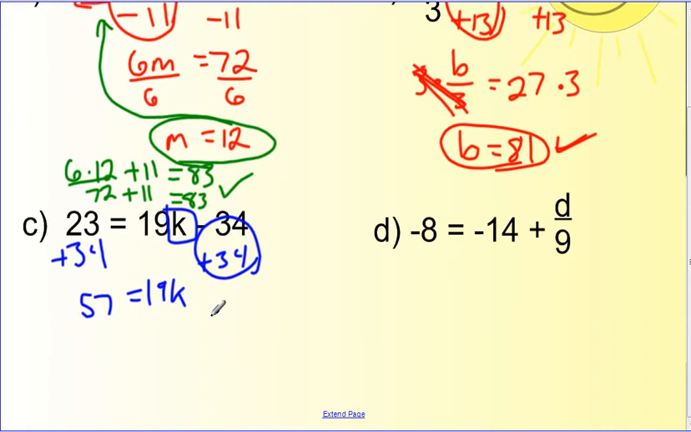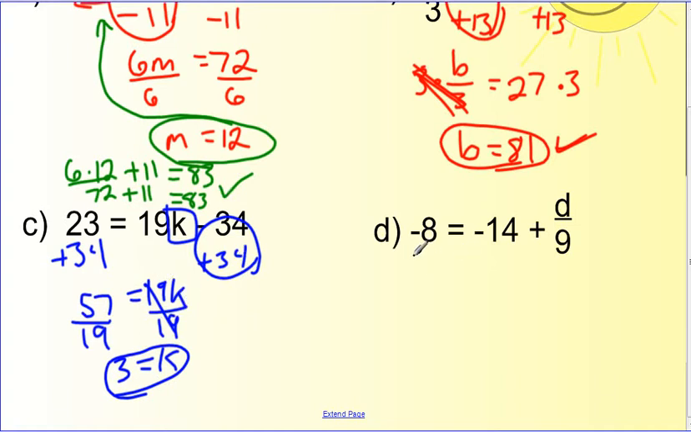Now we're going to divide by 19 on both sides because we're trying to get our variable by itself. So I divide by 19, cancel. Divide by 19, and k equals 57 divided by 19. It's 3. So we got rid of the add and subtract first, multiply and divide second.